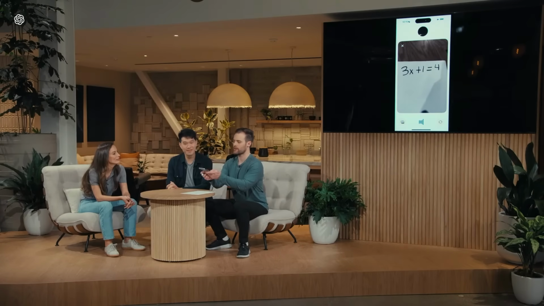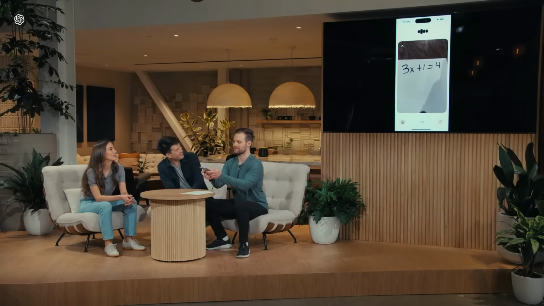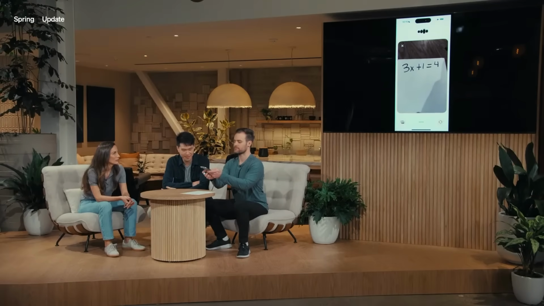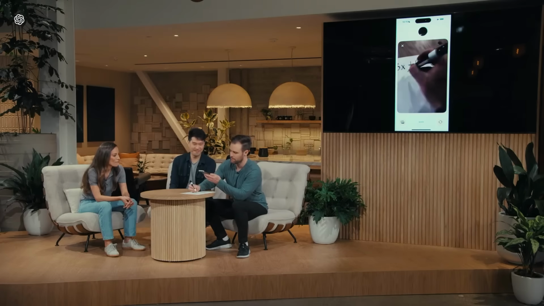ChatGPT, what equation did I write down there? Ah, I see it now. You wrote down 3x plus 1 equals 4. Yep, exactly. So what's the first step I should take to try to solve this? The first step is to get all the terms with x on one side and the constants on the other side. So what do you think we should do with that plus 1? Okay, I'm going to try to subtract 1 from both sides, and then I'll see what I get. Great idea. Perfect. Now, what do you get when you subtract 1 from both sides?